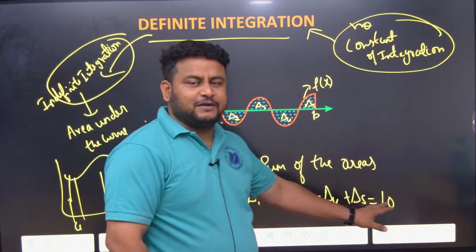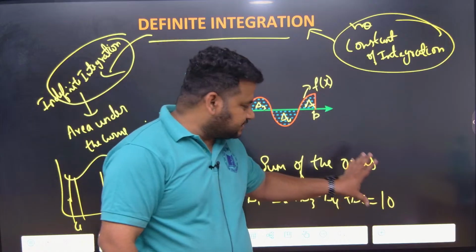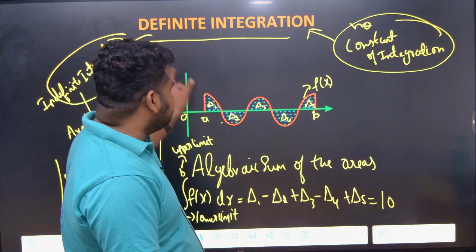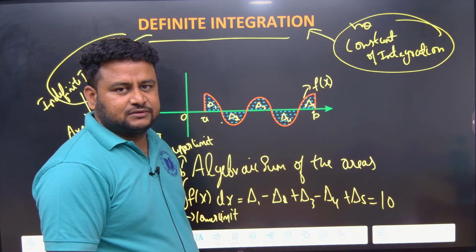Here you don't have to write plus c, there is no arbitrary value here. It is a proper definite value you are getting. That is why it is called definite integration. Clear friends?